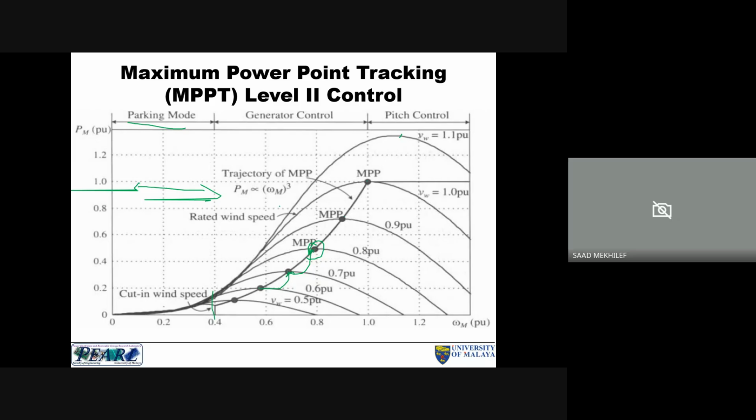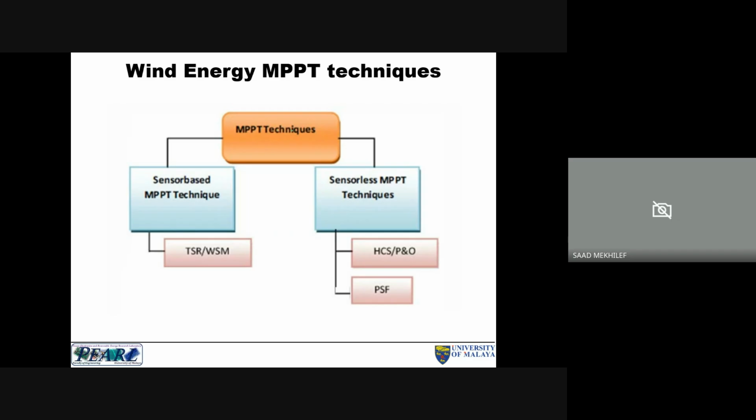So, same as we have seen in PV systems, there are a number of techniques. Some of them are sensor based. What does sensor based mean? It means we use sensors to sense the parameters, for example the wind speed, and all those parameters. Or there are some sensorless techniques, such as hill climbing, P&O, and so on and so forth. There are a number of them actually used.